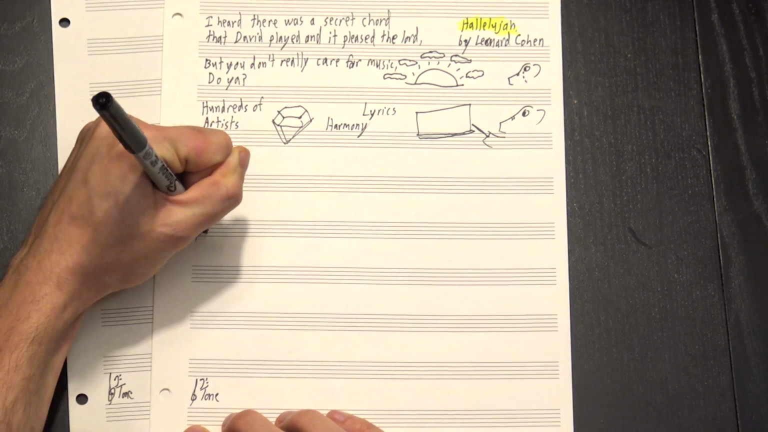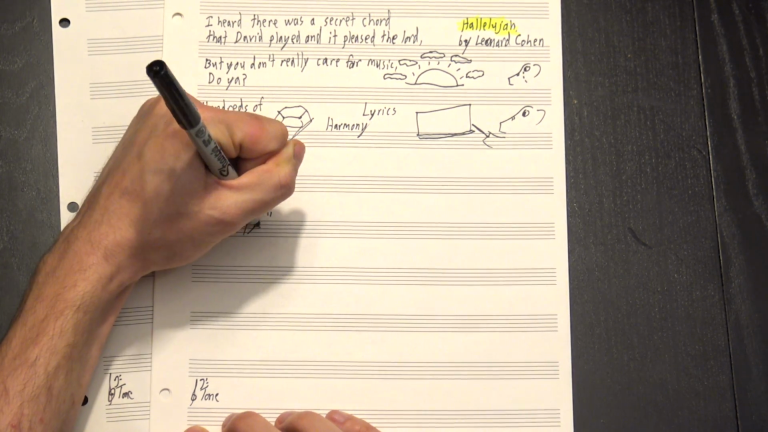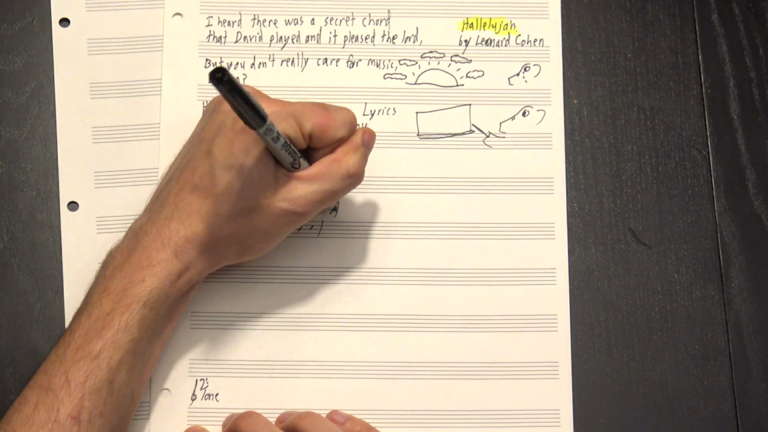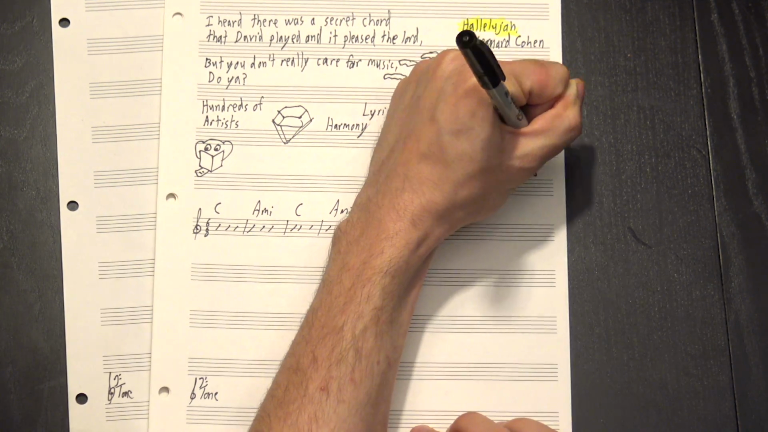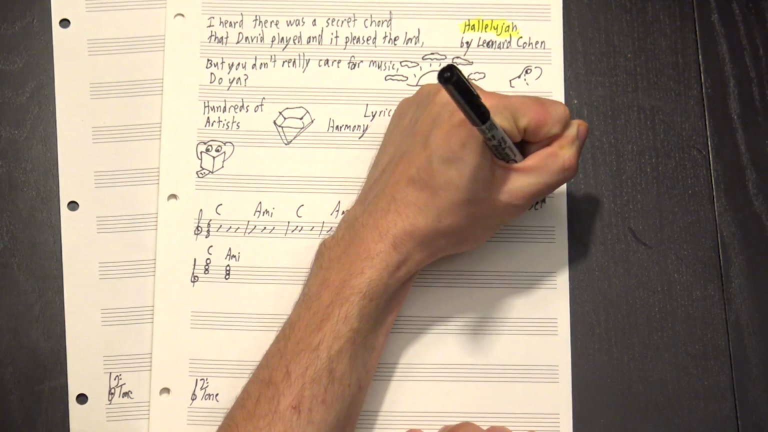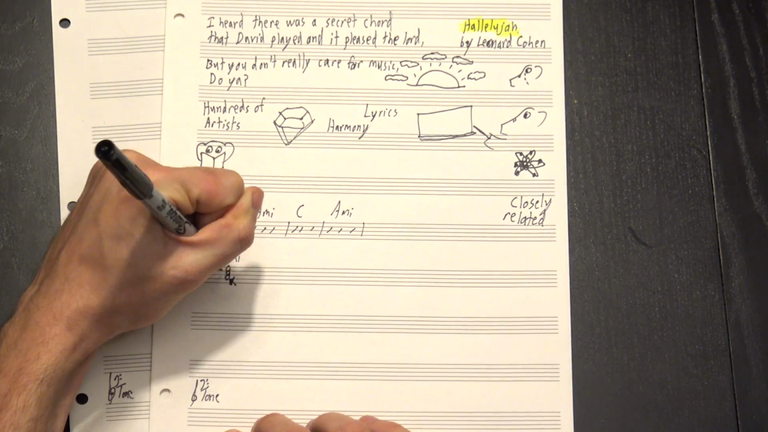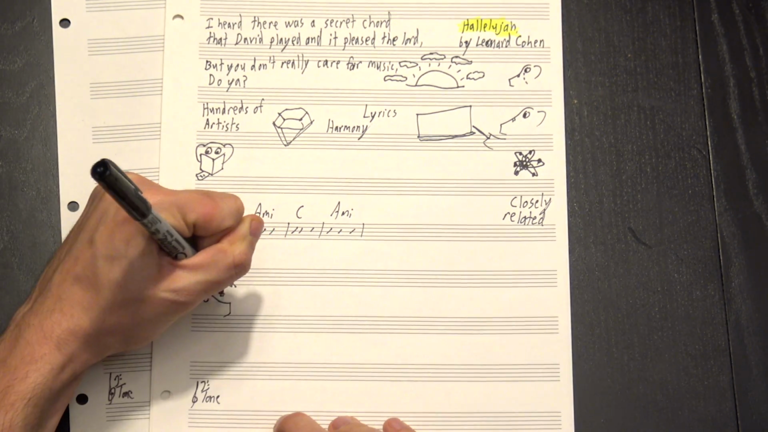The verse begins like this, going back and forth between C major and A minor. This creates a very specific effect because these two sounds are very closely related. There's only one note different between the two chords, so we really don't feel like we're moving much yet.